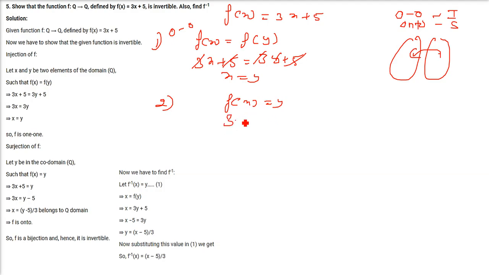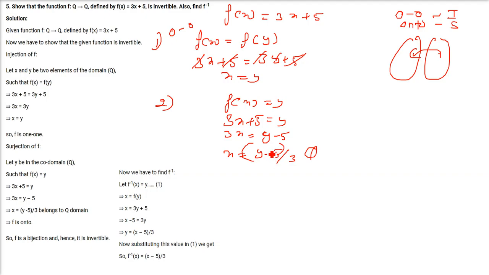So in place of f(x), write 3x plus 5, equals y. Now write x in terms of y. x will be (y minus 5) by 3. So if you take this domain of Q, this is indeed applicable, right? So this is a bijection because it has been proven that it is onto.